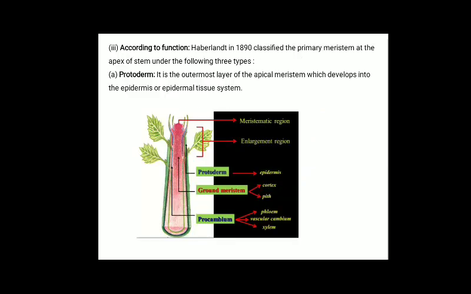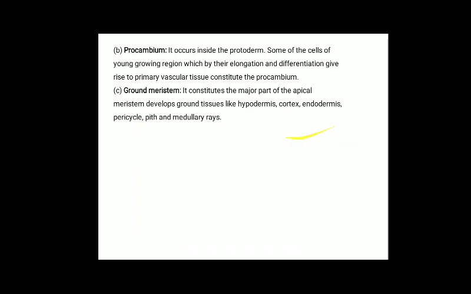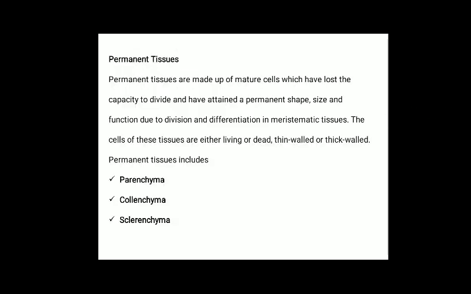According to position, it is of three types. First one is protoderm. It is the outermost layer of the apical meristem which develops into epidermis or epidermal tissue system. Then we have procambium. It occurs inside the protoderm. Some of the cells of the growing regions, which by their elongation or differentiation give rise to primary vascular tissue, consist of procambium. Then ground meristem consists of the major part of apical meristem and develops ground tissues like hypodermis, cortex, endodermis, pericycle, pith and medullary rays. Then permanent tissue.